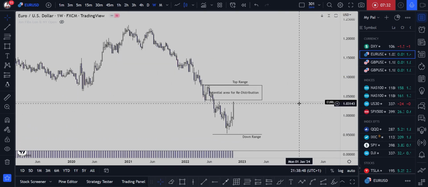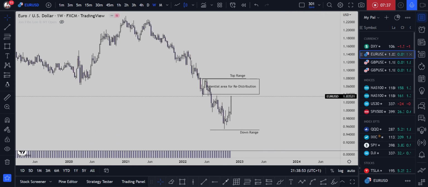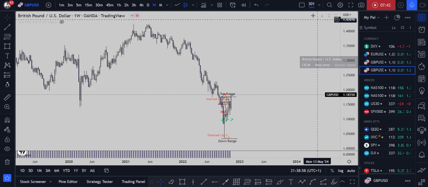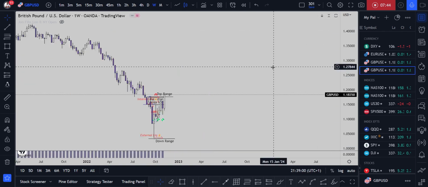Alright, yeah, that's clean now. So I'll be expecting that for EU as well. So looking at GU now, GU, I have some markings there right now.